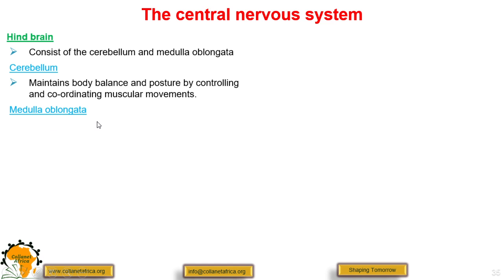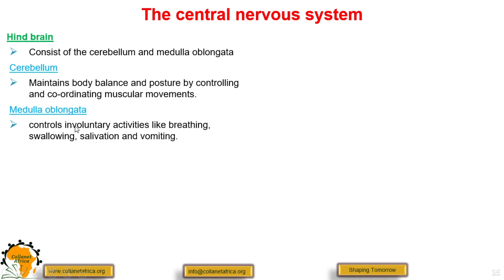We have medulla oblongata. You can look at the spelling. This controls involuntary activities like breathing, swallowing, salivation, and vomiting. Like breathing, you cannot say I don't want to breathe today. So that is the involuntary activity.